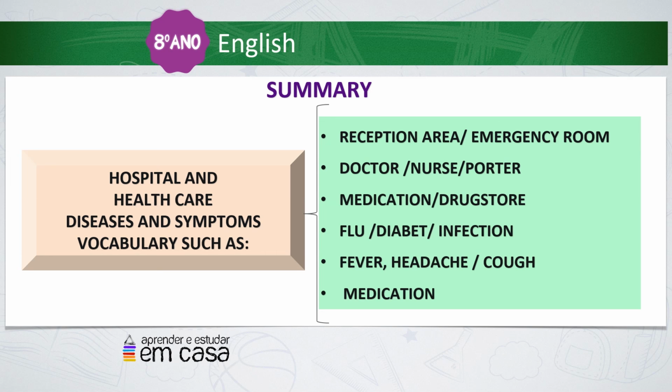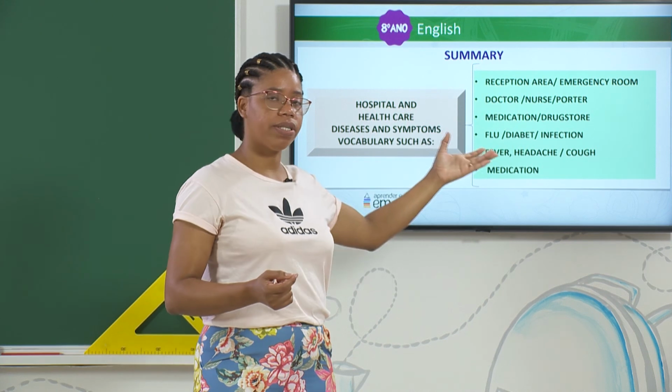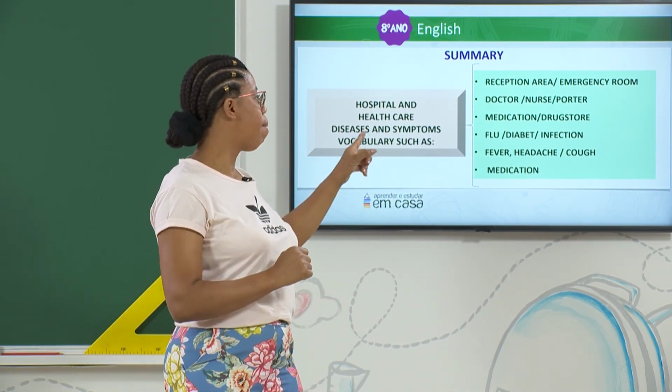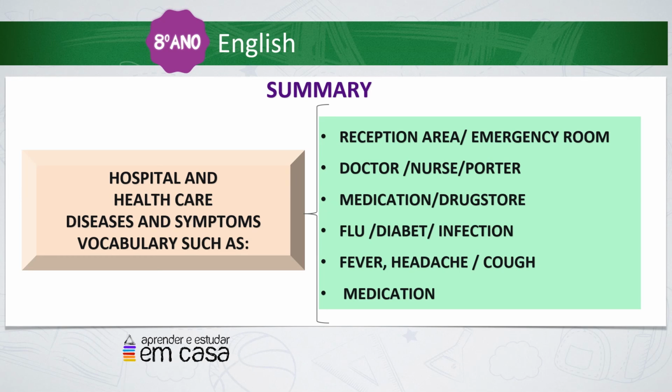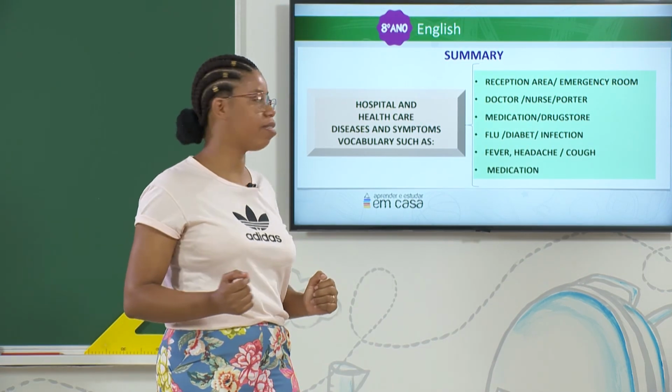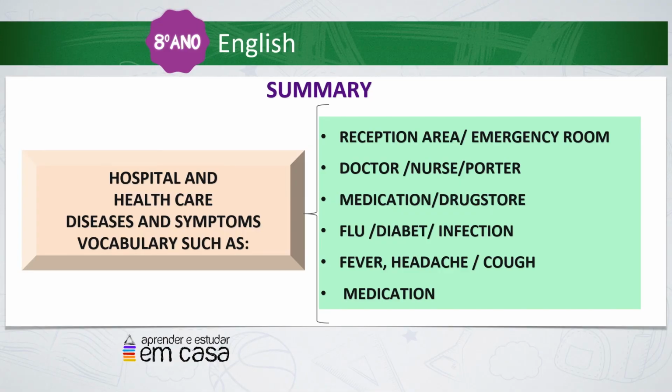We mentioned nurse, doctor, and porter. These are people that help the patient at the hospital. Medication and drugstore. Drugstore is the place where you buy medication. Flu, diabetes, and infection are some types of disease that we mentioned. Fever, headache, and cough are some symptoms of the disease we mentioned.